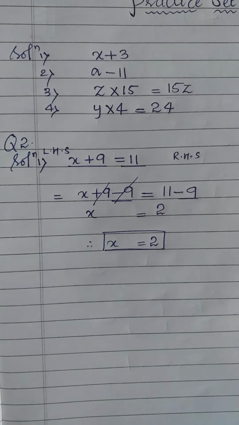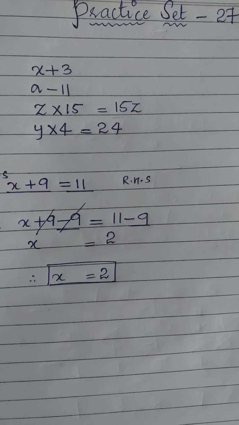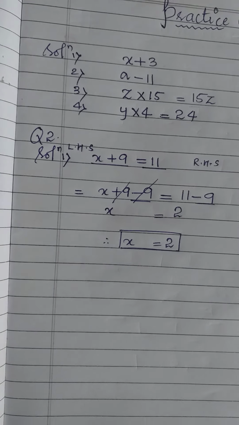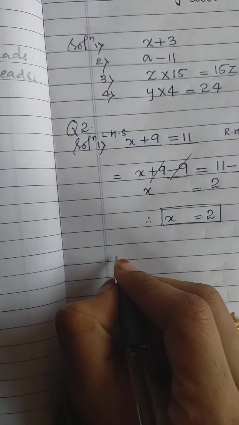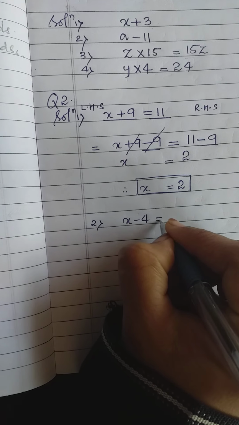x equals 2. So this kind of operation we have to do on both sides in order to solve them or in order to balance the equation. See the next is second one. x minus 4 is equal to 9.